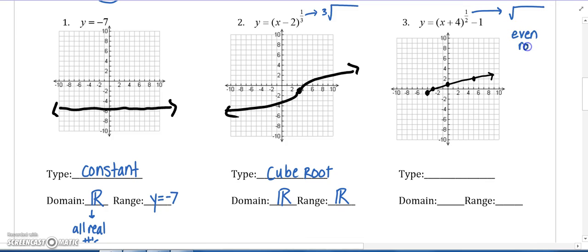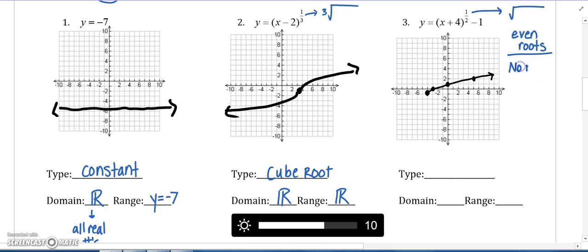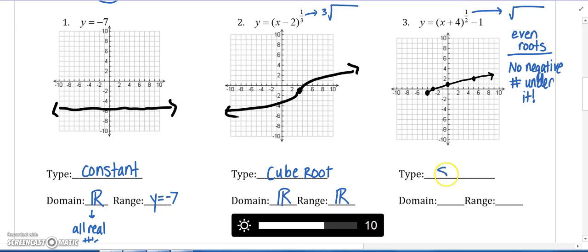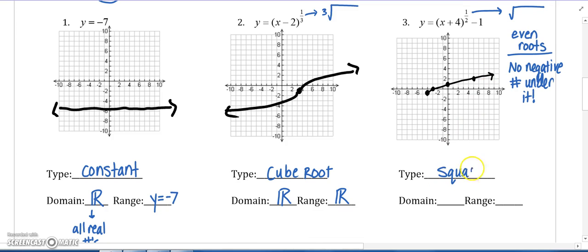Because when we have even roots, remember, you can't have a negative number underneath an even root. Otherwise, we would have imaginary answers. So when you have an even root, remember that you can have no negative number under it. And write that down because we tend to forget that a lot. So when I have an even root, like a square root, I can have no negative number underneath it. Now, first of all, sorry, I should have started with this. This is a square root function.